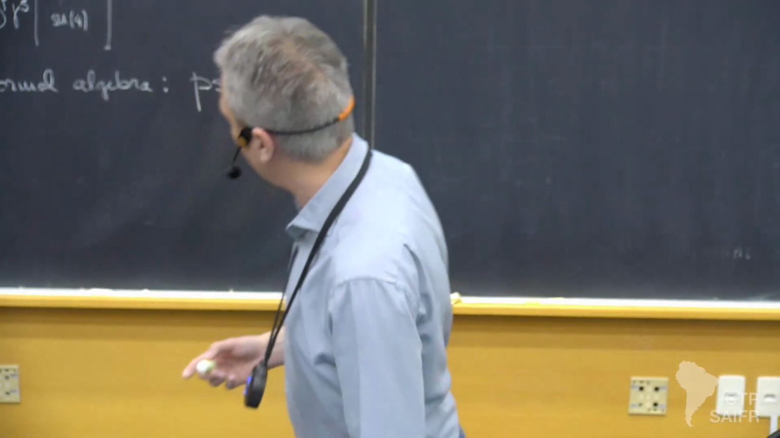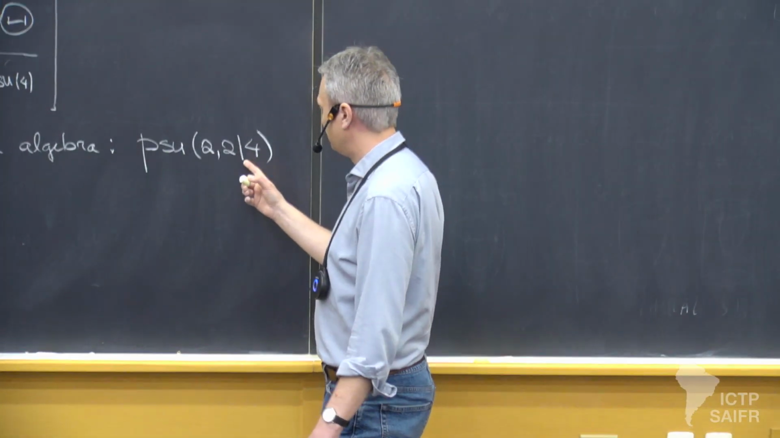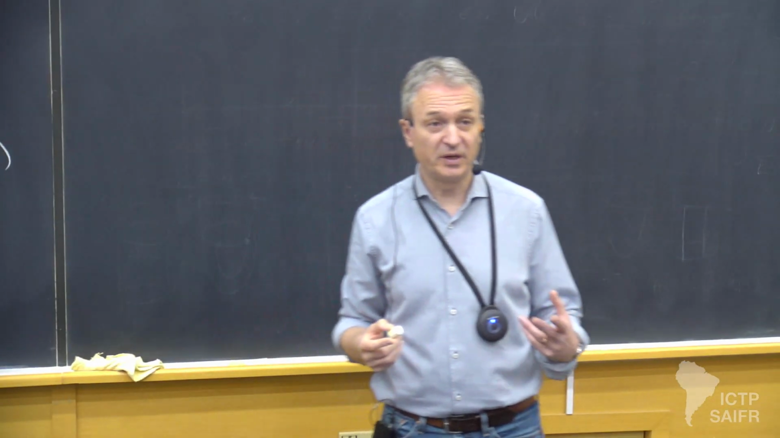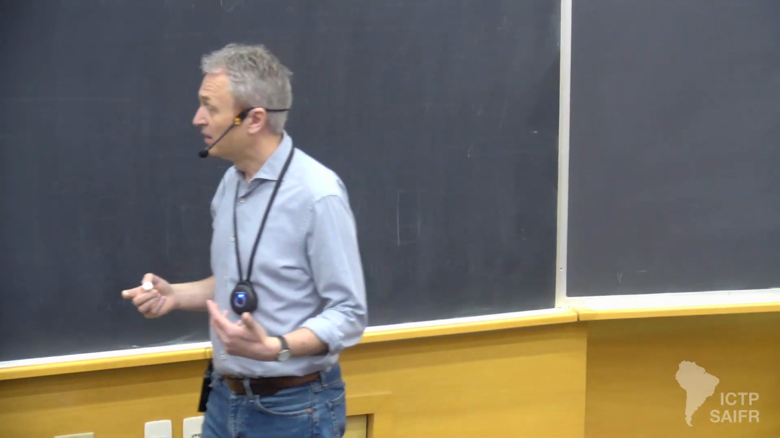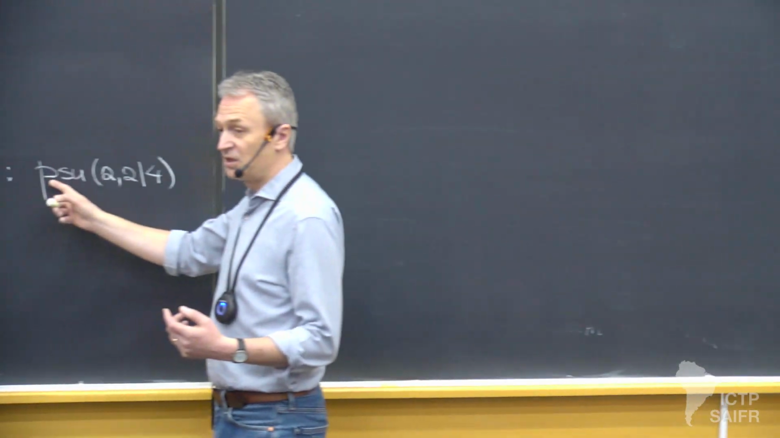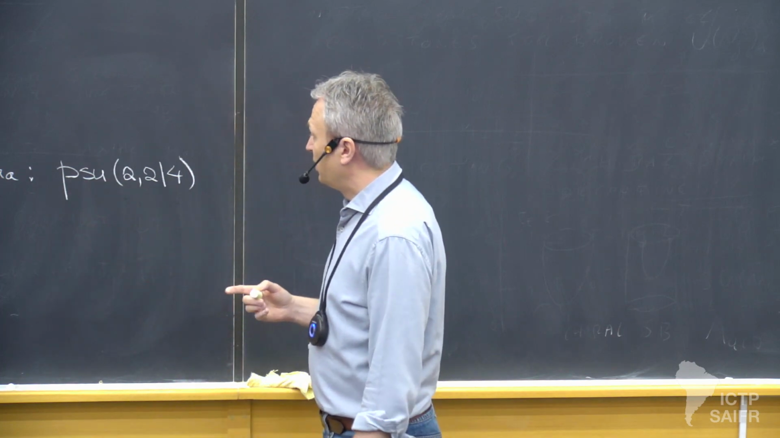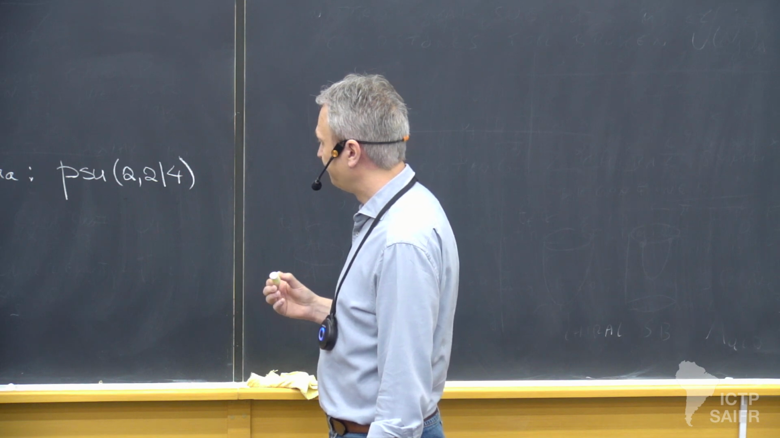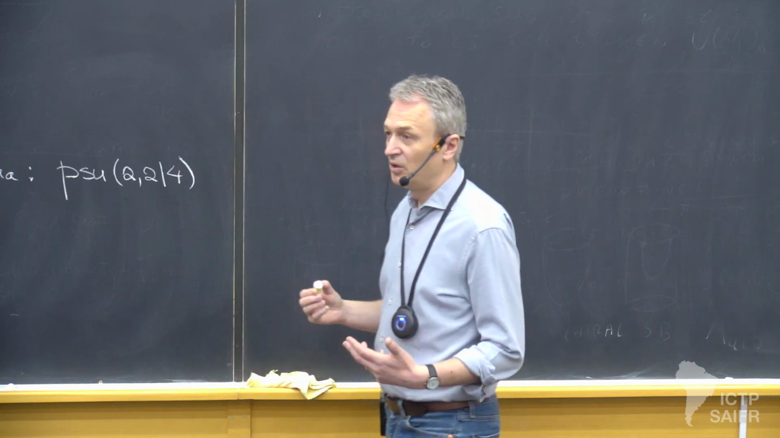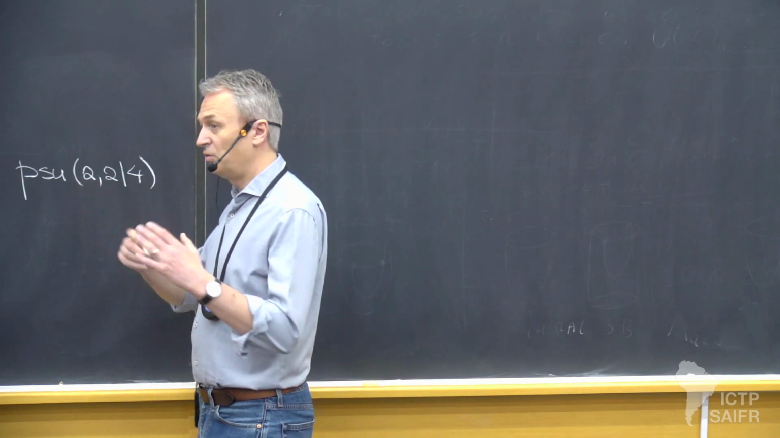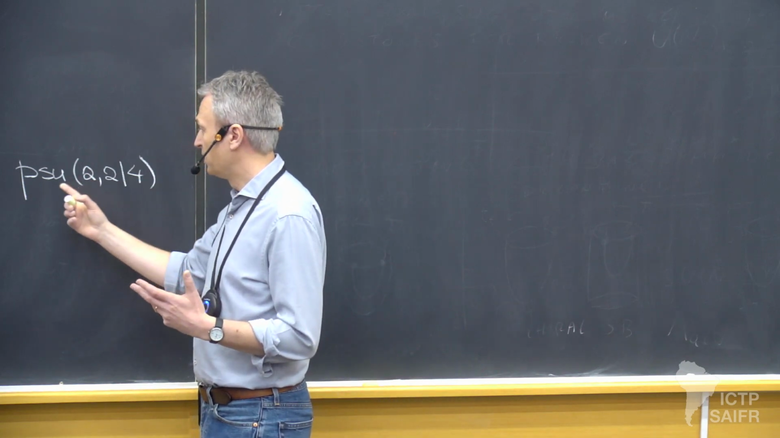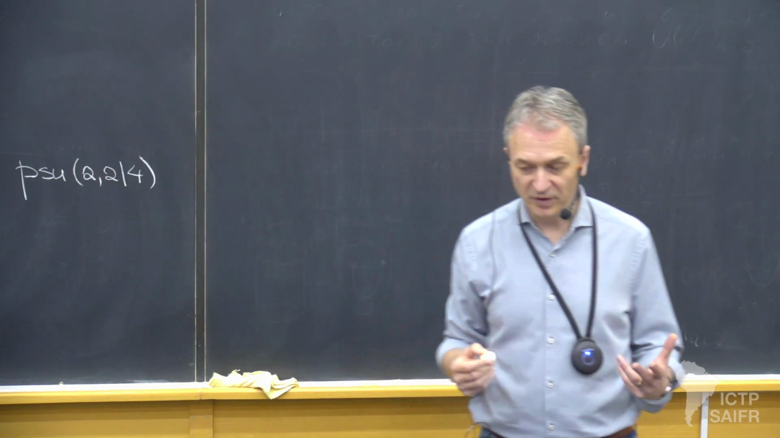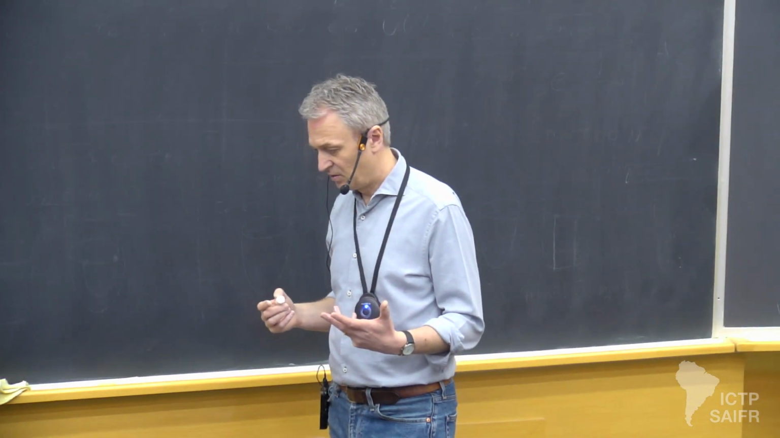So this (2,2) means that we need to pick a particular real form of this algebra. Maybe I should explain what P means here. This has to do with the trace condition. When we define a unitary algebra, we don't impose any trace constraints. An SU algebra would mean that the trace of any element should be 0.